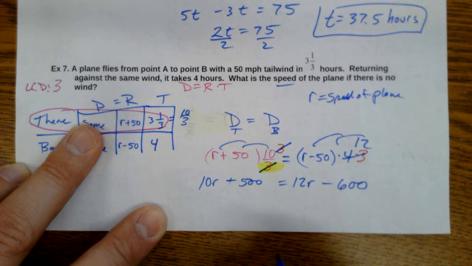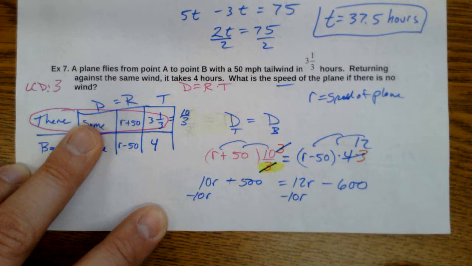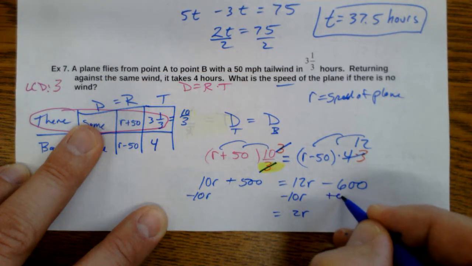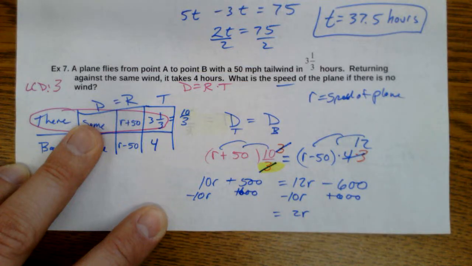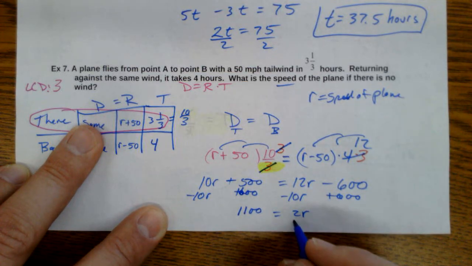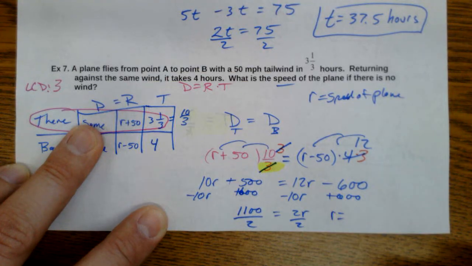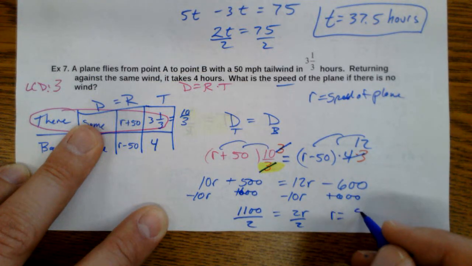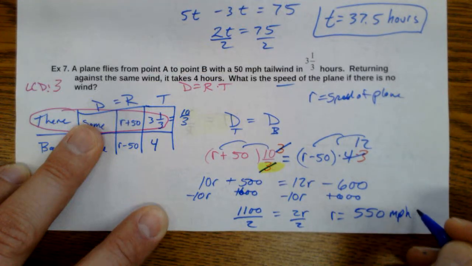This is where I would get my R's on the same side. That's 2R. And then I would move this guy over, add 600. That gives me 1100. Go ahead and divide by 2. And my rate for this plane is 550 miles per hour.